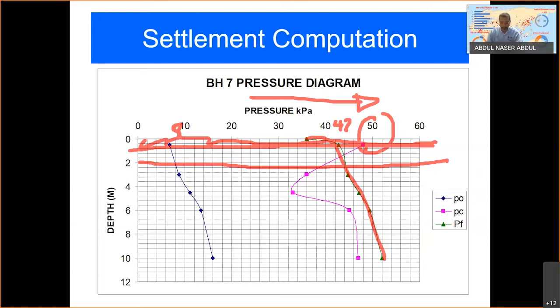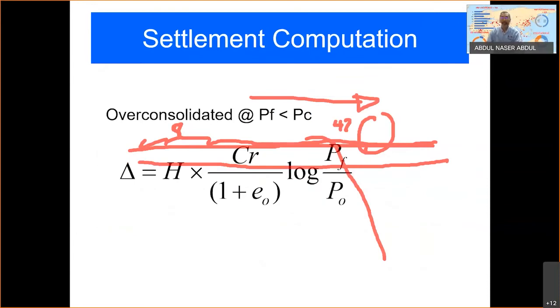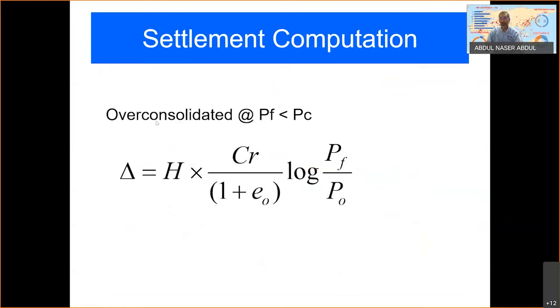Okay, and next slide. All right, so settlement computation. This is in case of over consolidation. When the location is over consolidated, this is the formula, if the area is over consolidated but our future pressure is still less than the PC, or the previous maximum pressure the soil has experienced.